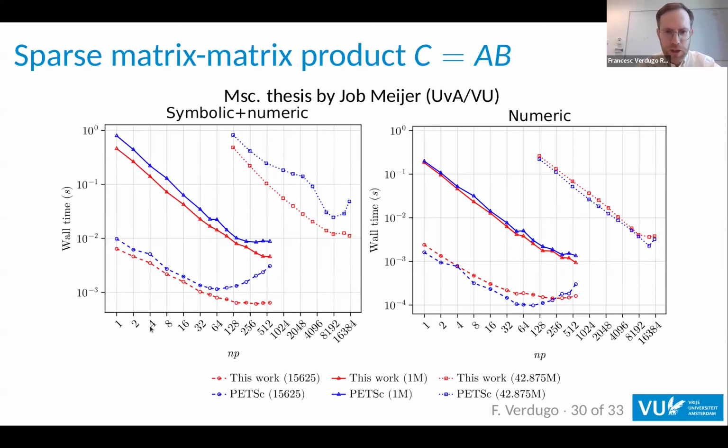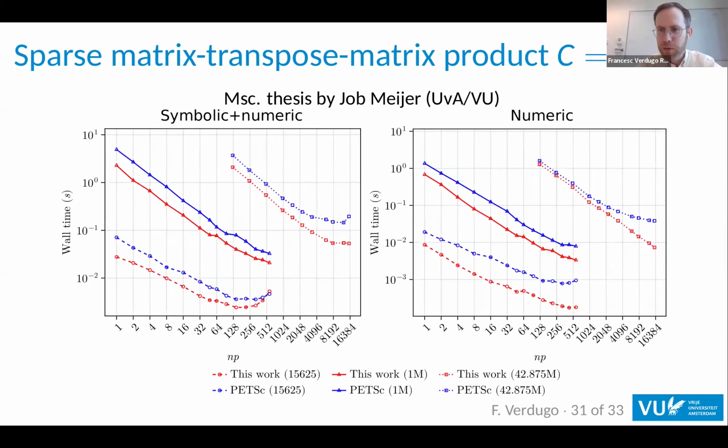And we also implemented a related algorithm, which is the matrix transpose matrix product, for which you need slightly different communication patterns, and you can also implement them with partition arrays. And here, both when you have the symbolic and numeric phase, and when you have only the numeric phase, partition arrays was consistently and significantly faster than PETSc. I was very happy to see these results by my student. So you see the gap between the two libraries is pretty significant in this kernel.